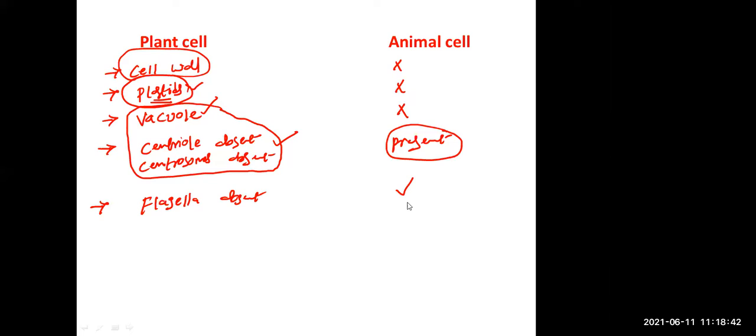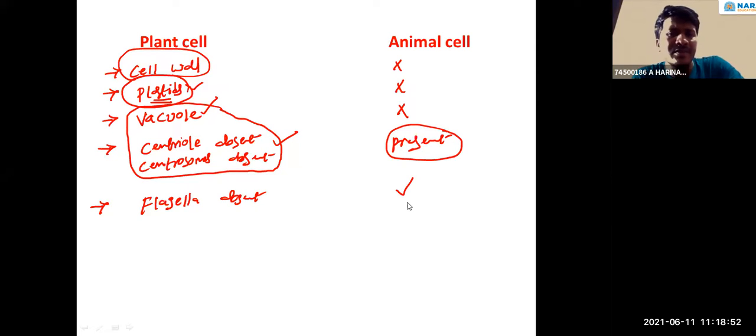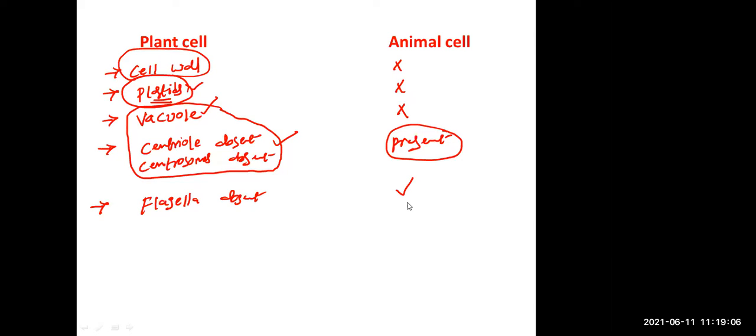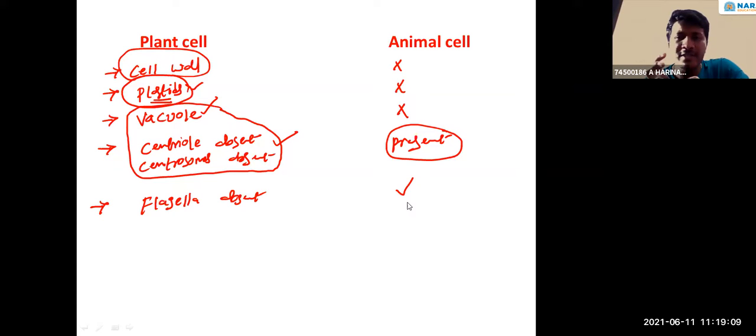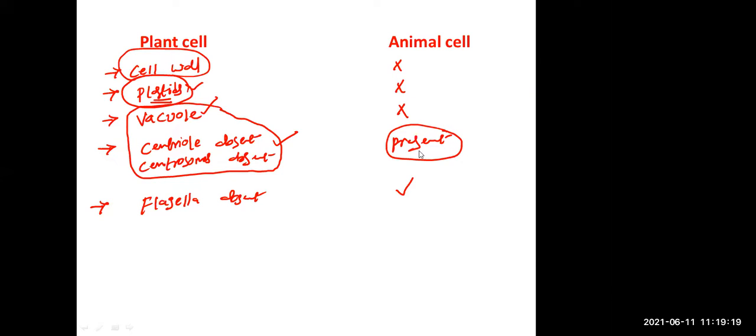Any questions? Sir, in rough endoplasmic reticulum, what is the secretion? Protein secretion. Actually, proteins are synthesized, so they are secreted into vesicles. Those vesicles fuse with the Golgi complex. So proteins are packed into vesicles from the endoplasmic reticulum and fused with the Golgi complex. Right? Okay.